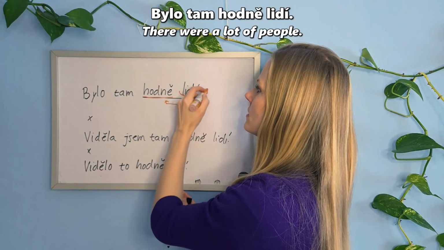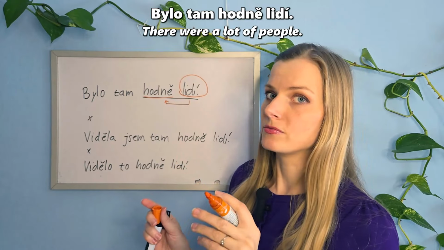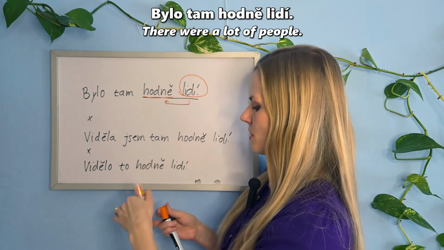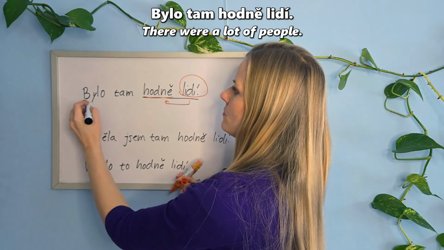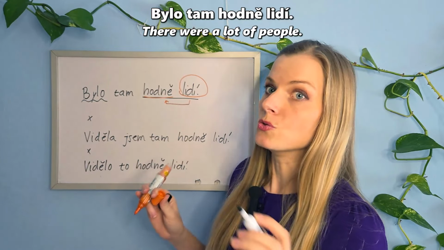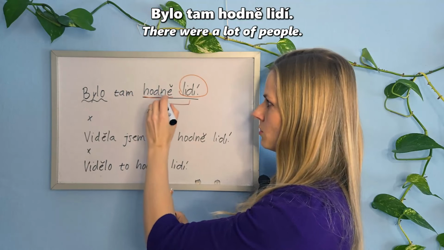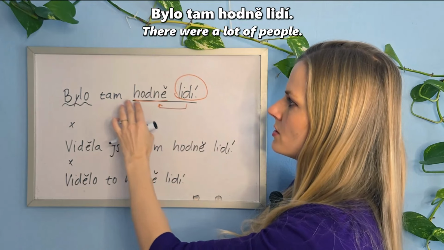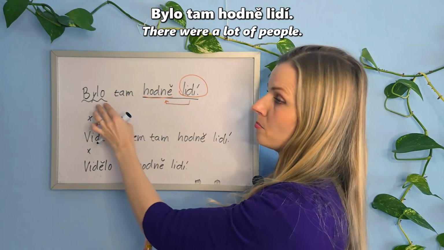So lidí is the plural genitive. We are saying literally plenty of people. That's why the verb will be in this form, singular and neuter. Bylo. Tam hodně lidí. Because this is the subject. Hodně lidí tam bylo. Hodně bylo.